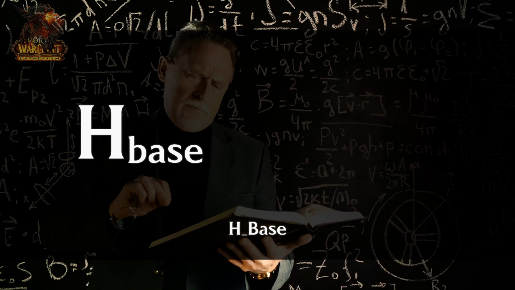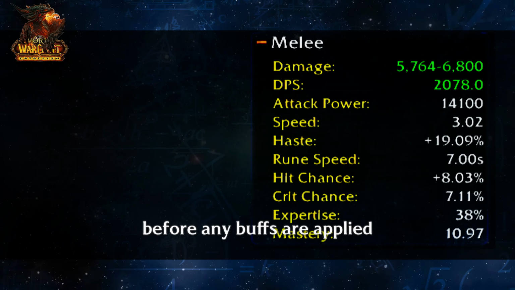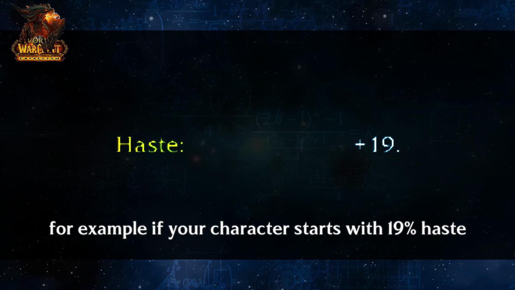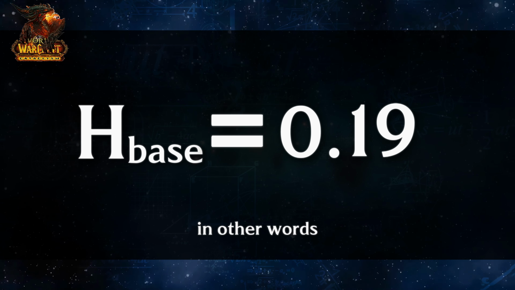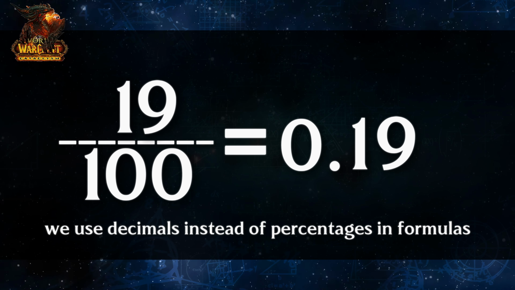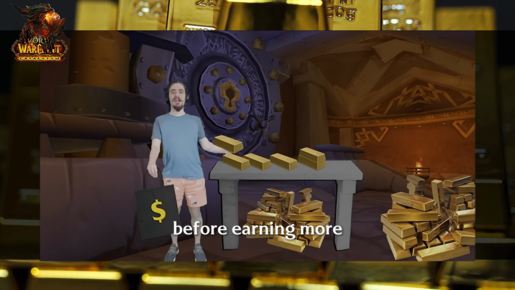H base. This represents your starting haste before any buffs are applied. For example, if your character starts with 19% haste, then H base equals 0.19. In other words, we use decimals instead of percentages in formulas. It's like the base amount of gold you start with before earning more.